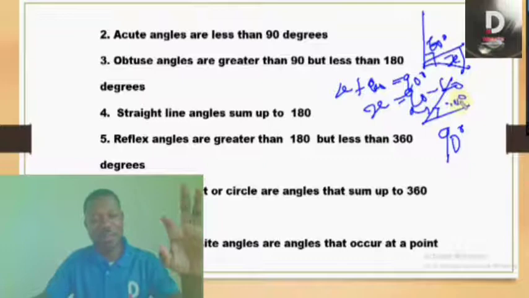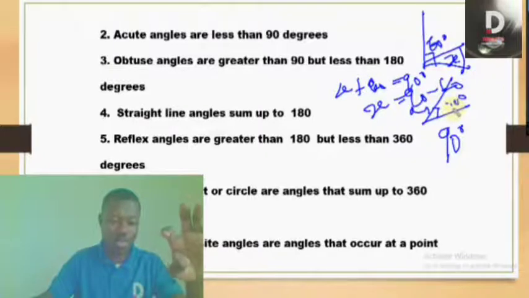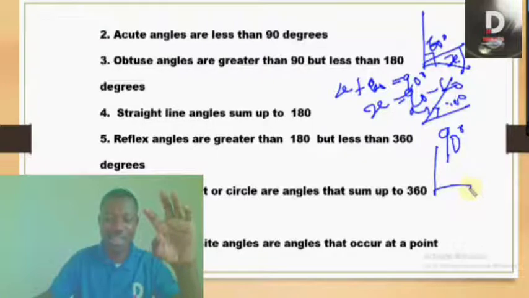So that is the fundamental or the basic angle that we are going to use. All the other measurements will be compared to the right angle to name them. So the right angle has that sign. All right. The next type of angle we are talking about is the acute angle.